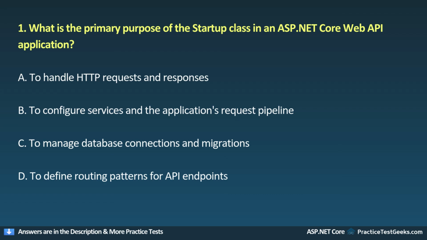1. What is the primary purpose of the startup class in an ASP.NET Core Web API application? A. To handle HTTP requests and responses. B. To configure services and the application's request pipeline. C. To manage database connections and migrations. D. To define routing patterns for API endpoints.